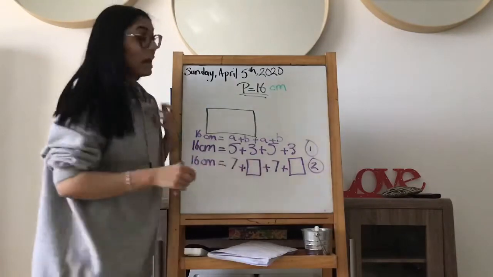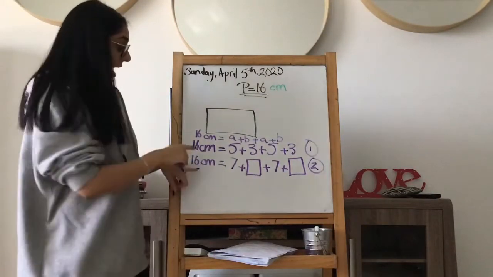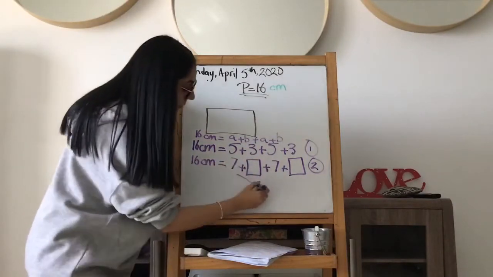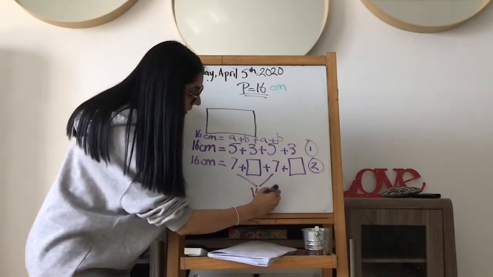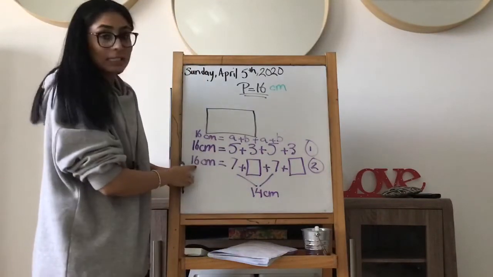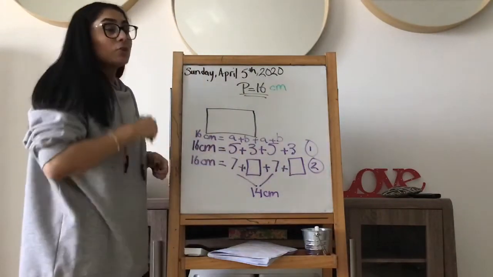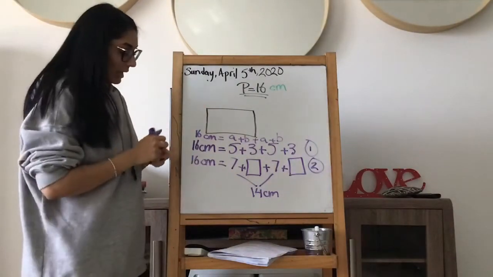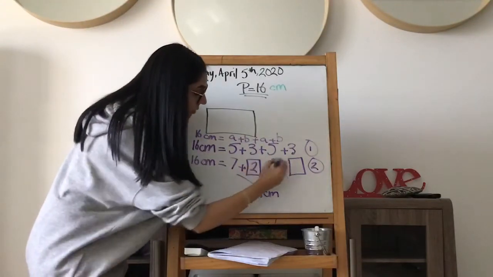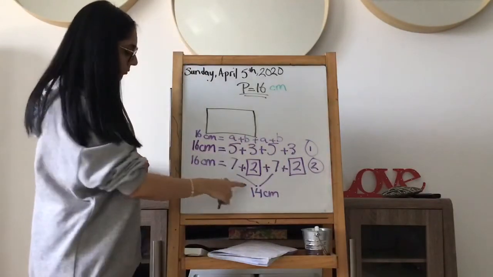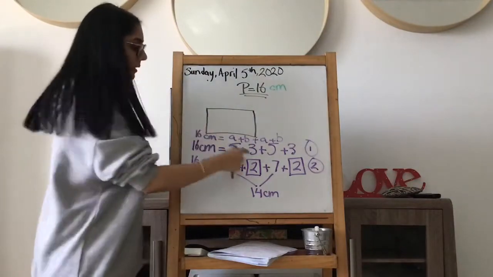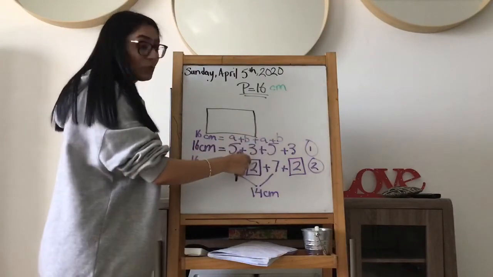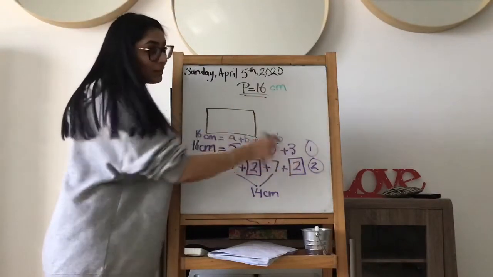So 7 plus 7, I'm already at 14. I need to get to 16, right? We're already at 14 centimeters, and I want to get to 16, and I have 2 boxes to fill. So what do I need to put in each of those boxes so that my side equals 16? Can I put 2? You're probably thinking, oh, 14 and 16, that's 2 away, I'm going to put 2. But what happens? 7 plus 7 is 14, plus 2 is 16, plus another 2 is 18.